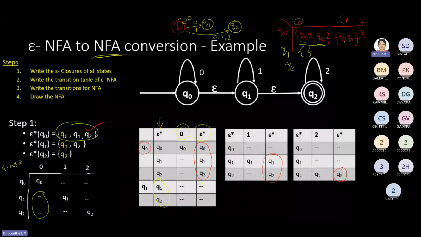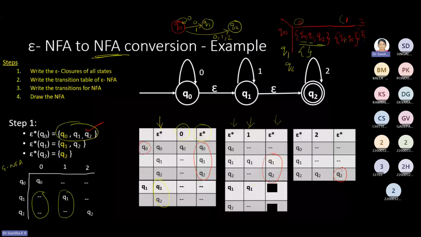Then we take the input 1. The epsilon closure of Q1 is Q1, Q2, that is there. Then find the transitions for Q1 and Q2 on 1. On 1, the transitions are Q1 and the null set. And next we find the epsilon closure of Q1. The epsilon closure of Q1 is Q1, Q2. So we write it here. So it means that on 1, the transitions will be Q1, Q2. That means on 1, it will remain in Q1 or it will transit to Q2.